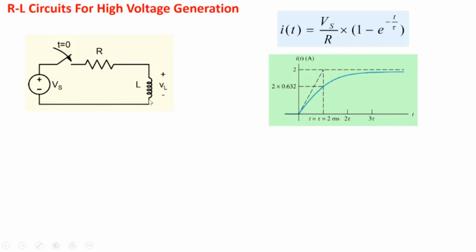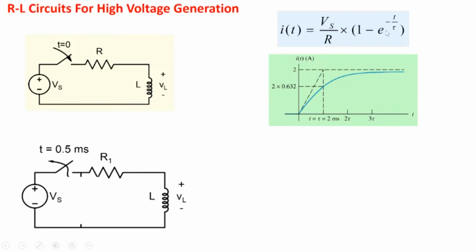Under steady state, we know the inductor will be a short, so the final current is going to be Vs by R. But the inductor will take time and will slowly rise to its final value, described by Vs by R times 1 minus e to the power minus t by tau. This shows the buildup of inductor current, and note that the time constant tau will be equal to L divided by R here.